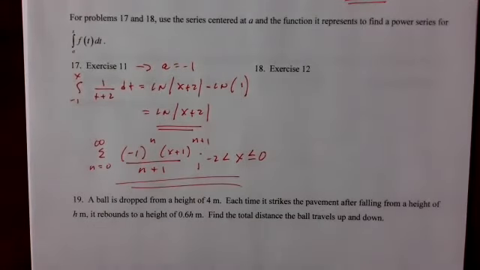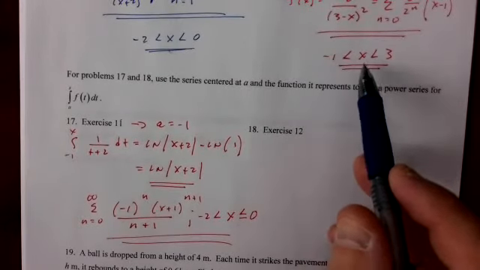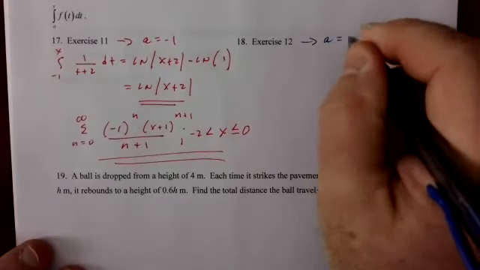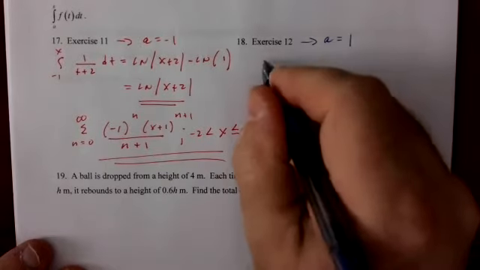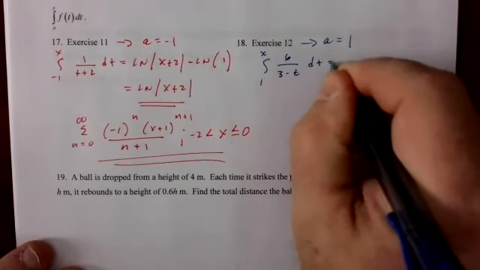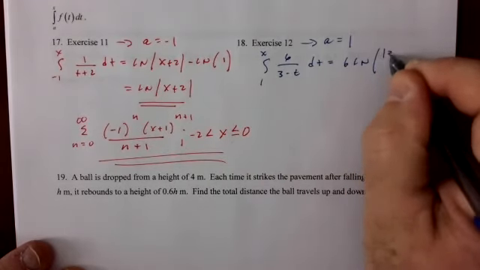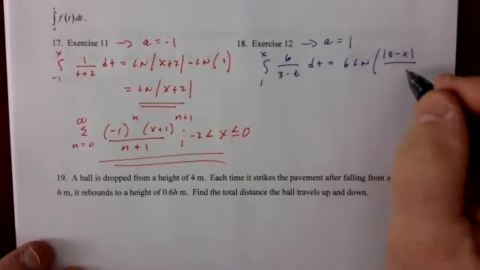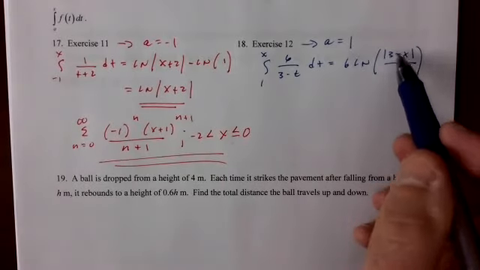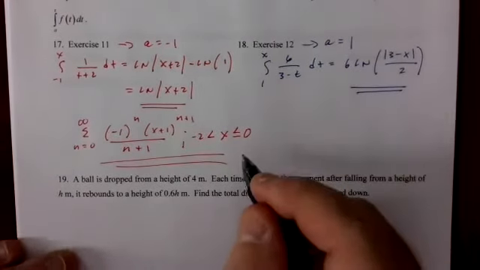And this one above is centered at 1. 1 to 3 is 2, 1 to negative 1 is 2. So a equals 1. Integral from 1 to x of 6 over 3 minus t dt, 6 ln of 3 minus x over 2. What happened to the 1? 3 minus 1 is 2, 2 over 2, ln of 1 is 0, so I tossed it. Just saving a step since I already did this once.